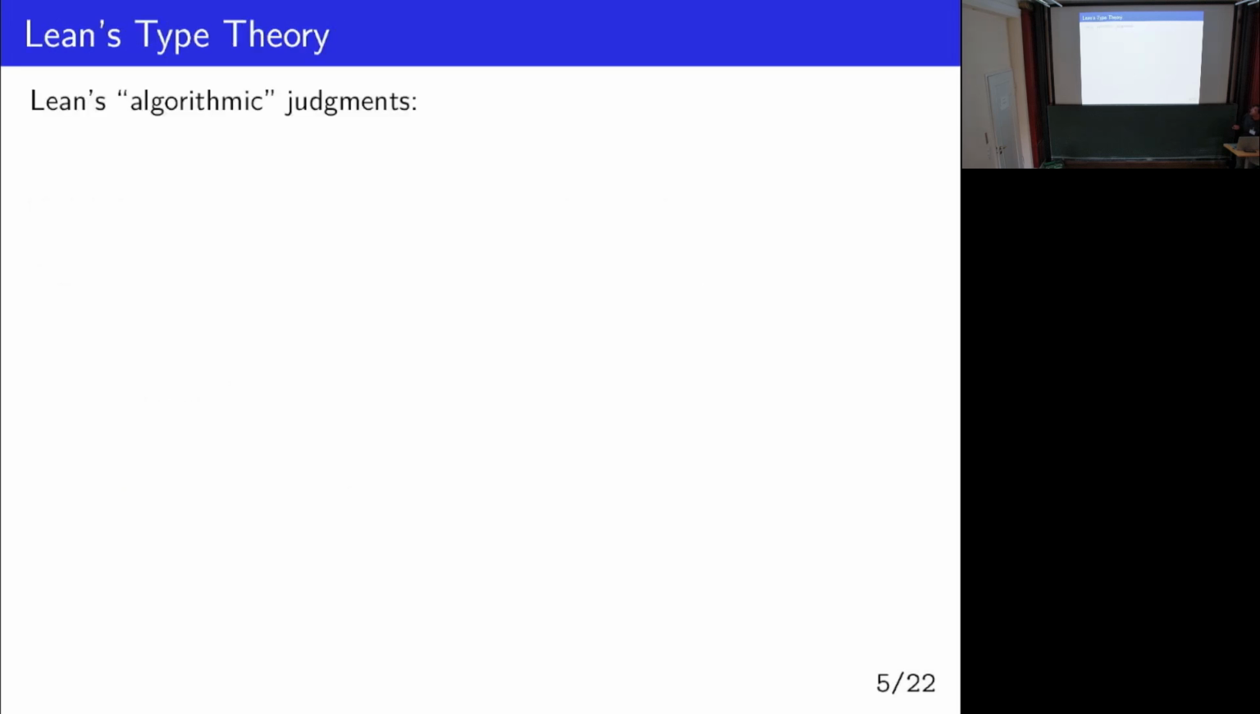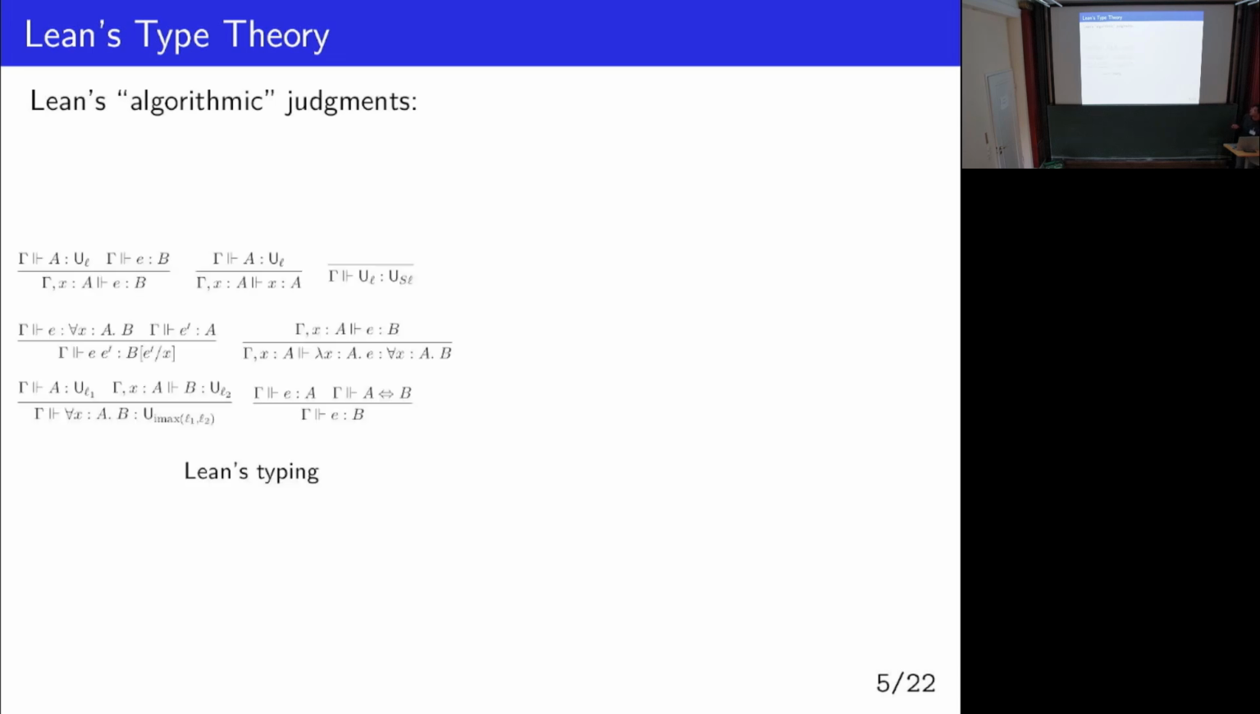So a little bit on Lean's type theory. Lean has a type theory that we can call the algorithmic type theory. And it's fairly standard. And here we can see there's a universe hierarchy. And this is where impredicativity comes into play, where we can determine which universe the output type of a forall is in based on whether or not the output type is in Prop. And there's also the conversion rule.